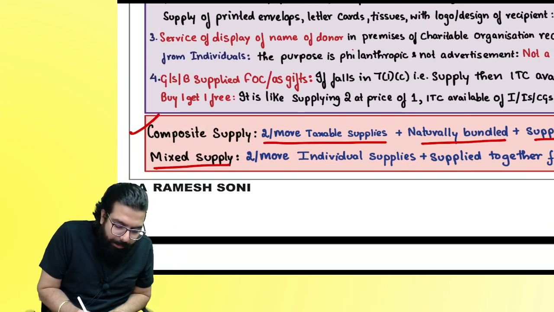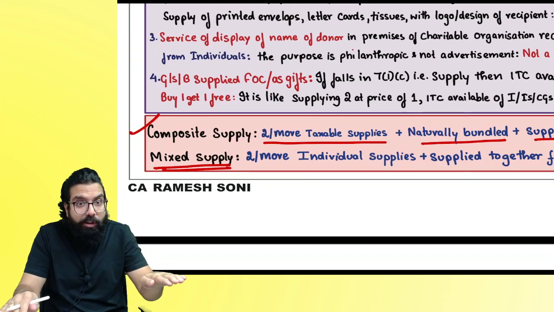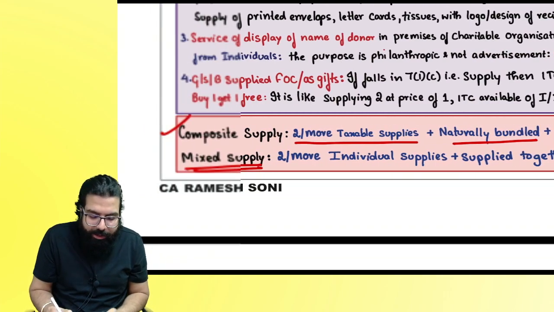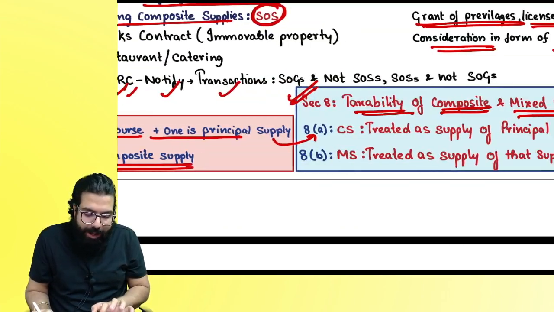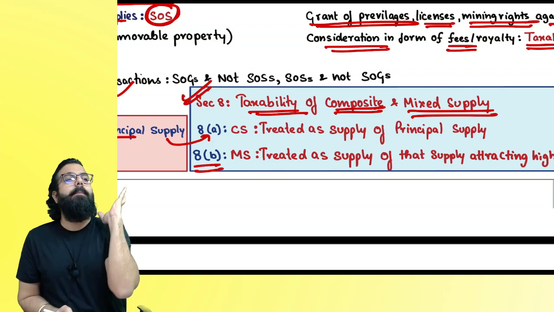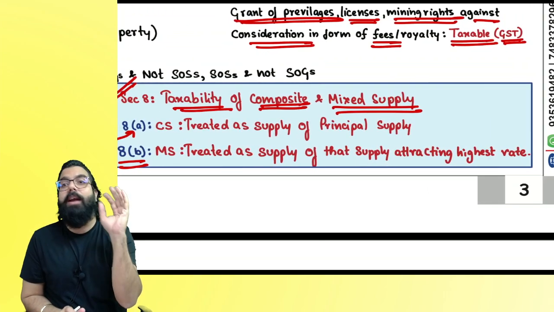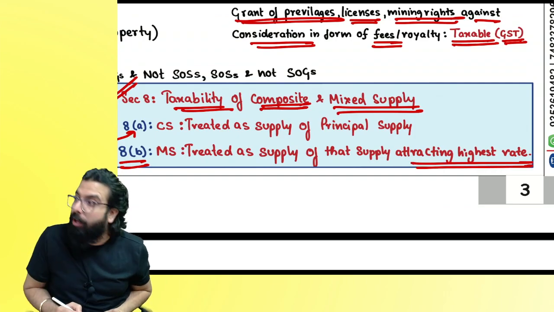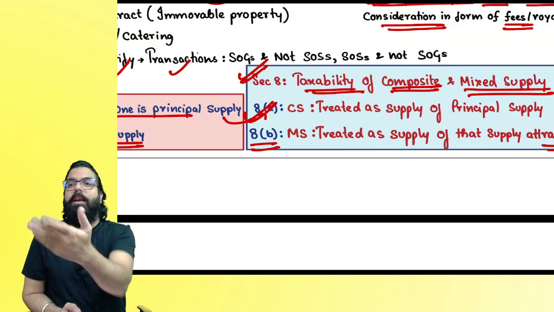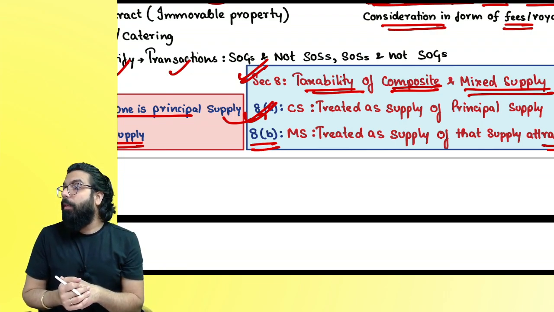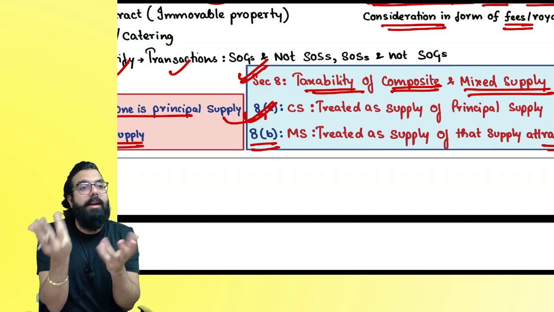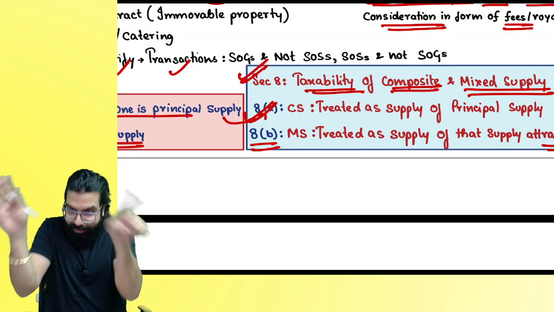Now the next one is mixed supply. What is mixed supply? Two individual supplies joined together and supplied for a single price, and it is not composite, then it will always be mixed. And mixed supply says always treat that whole supply as if the supply which attracts the highest rate has been supplied. Means mixed supply will always attract what? Highest rate. I gave you the example: composite supply, mobile phone plus charger, class plus books. What is mixed supply? Baba, like a sweet box, where sweet is there, dry fruit is there, hair oil is there. Sir, hair oil? Yes, Baba, this is mixed supply.